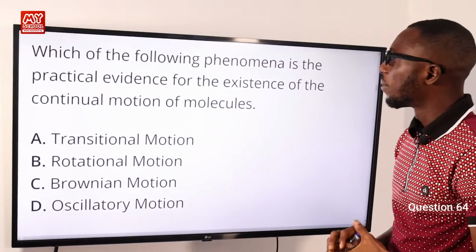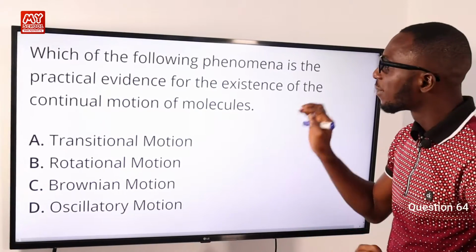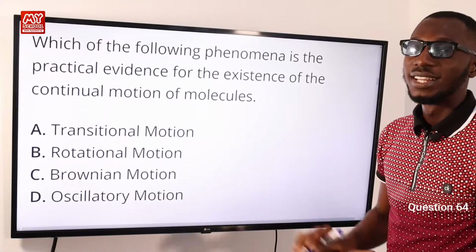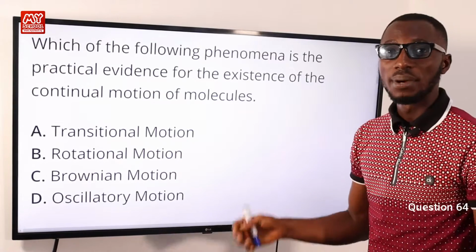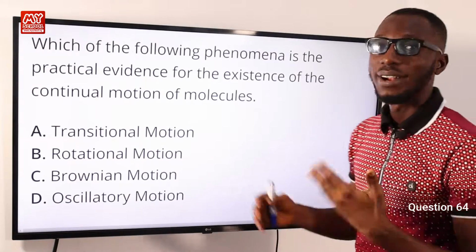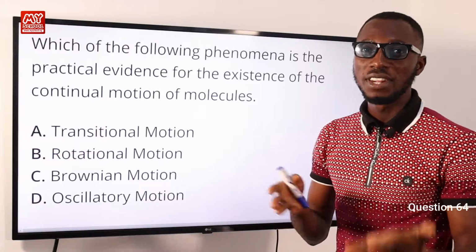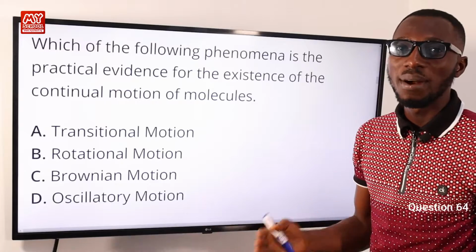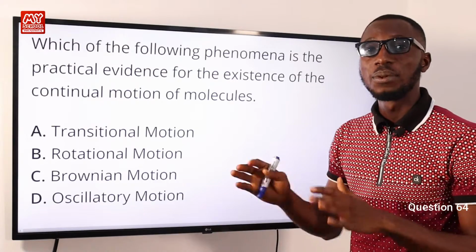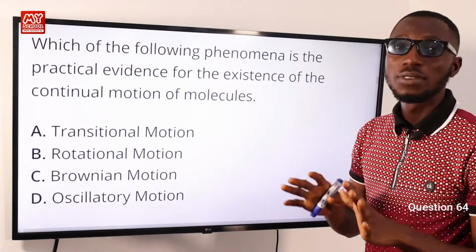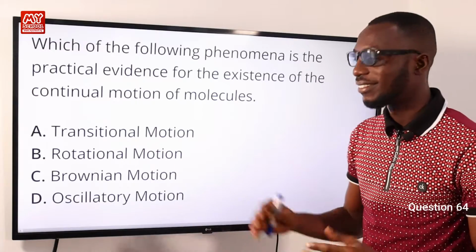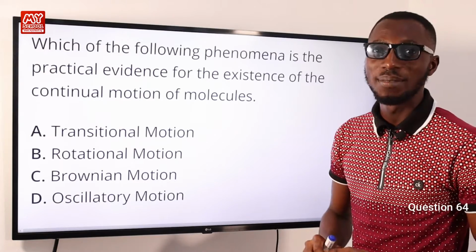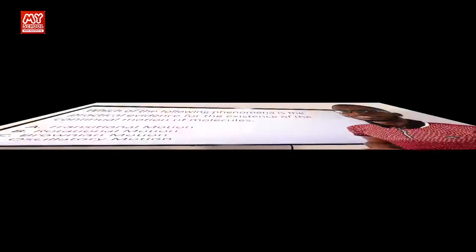Which of the following phenomena is the practical evidence for the existence of the continual motion of molecules? The correct option is C, Brownian motion, okay? The random movement of particles of liquid and gases. Examples are the dispersal of calcium over bones, the dispersal of pollutants in the air, the movement of pollen grains on still water, and the list goes on like that. So the correct option is C, Brownian motion.